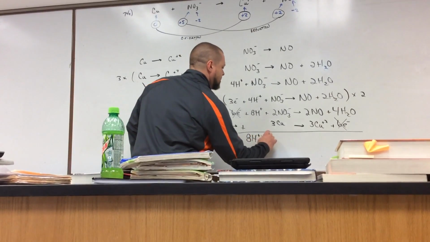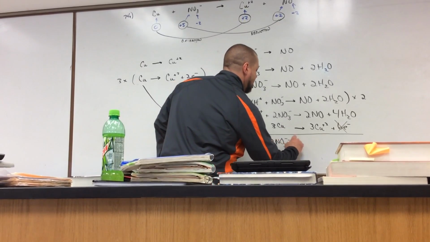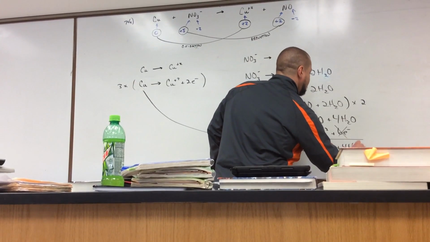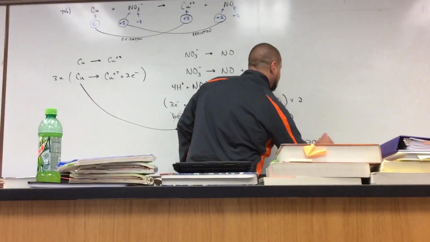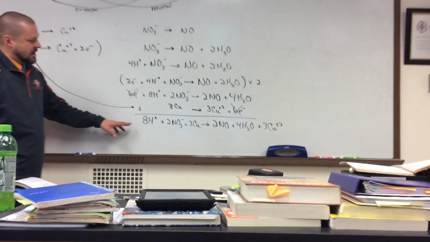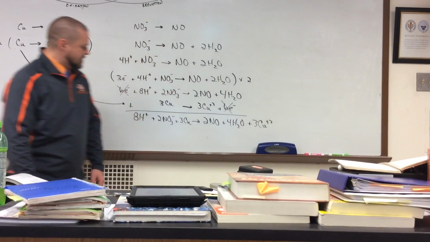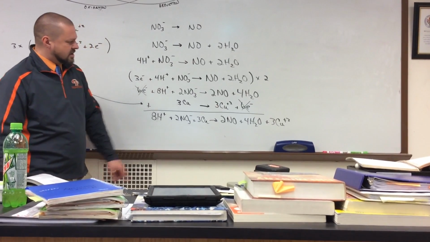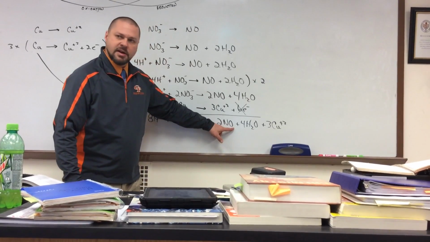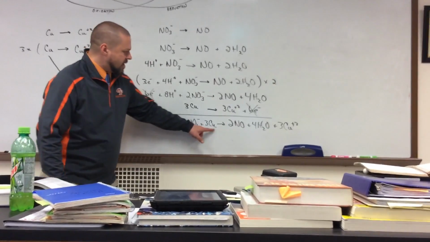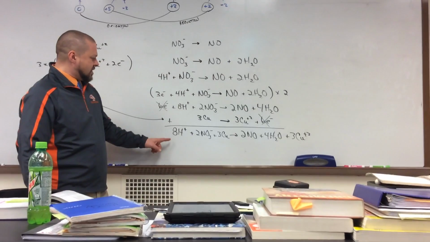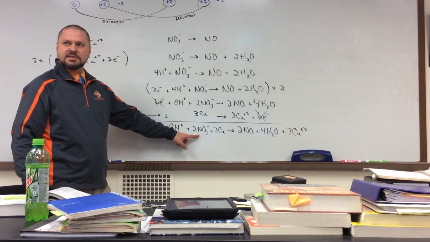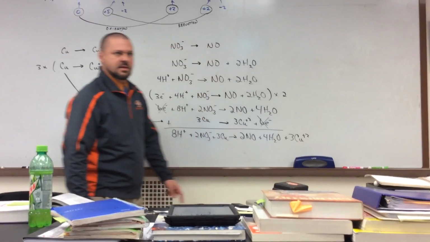So 8H plus, 2NO3 minus, plus 3Cu yields 2NO plus 4H2O plus 3Cu plus 2. So does that make sense? 8 H's, there's my 8 H's, 2 nitrogen, there's my 2 nitrogen, 6 oxygen, there's 4 oxygen, but I got 2 more right here. There's 6, 3 copper, 3 copper. Charge over here is plus 8 minus 2 plus 6. This is plus 6.